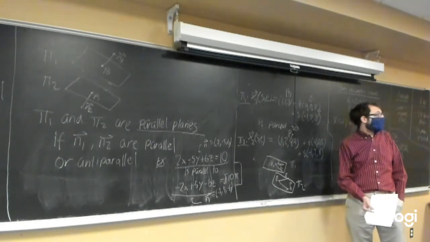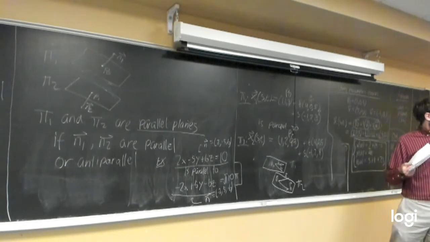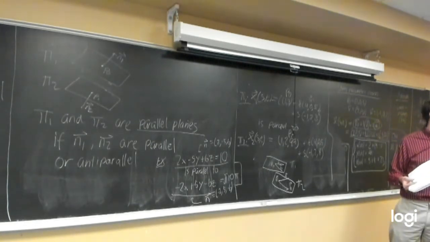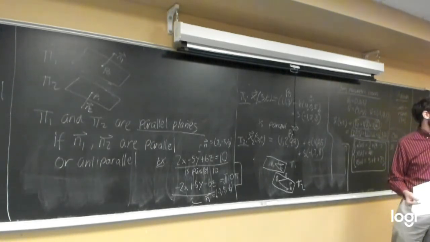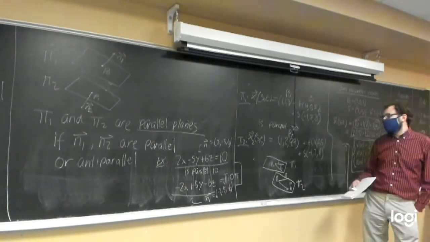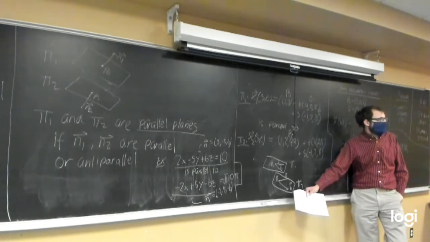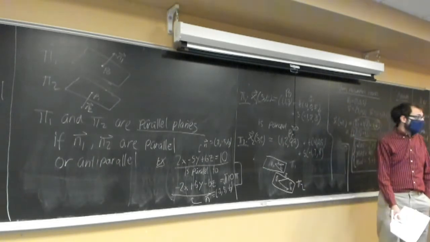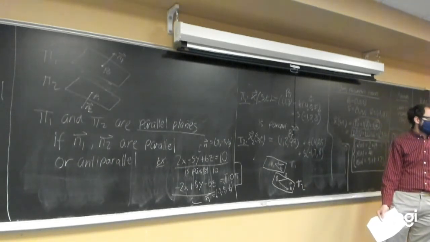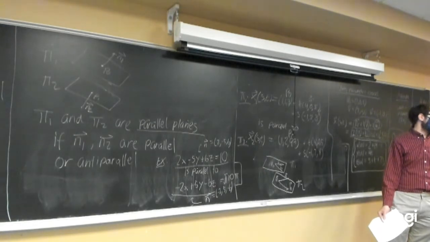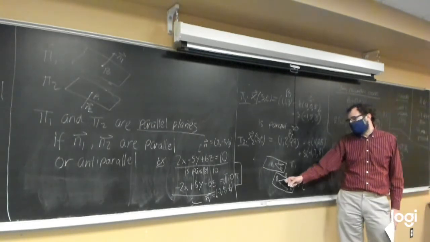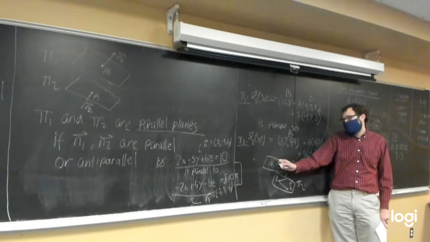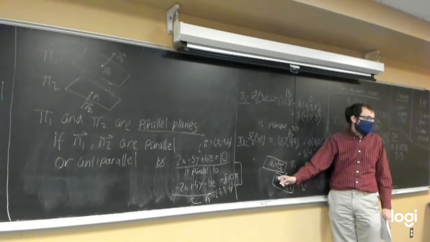So that would be a great way to find, if you're given a plane in parametric coordinates, something else that's going to be parallel to it: just pick a different starting point, but use the same A and B as you did with the first one. There's one caveat, which is that you have to make sure whatever point P1 you pick is not a point in pi 1.